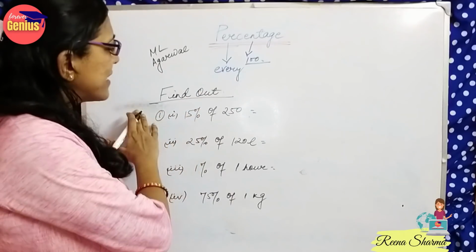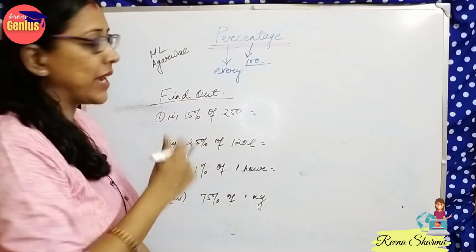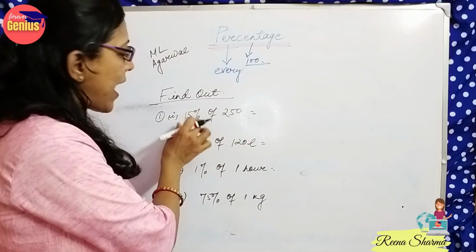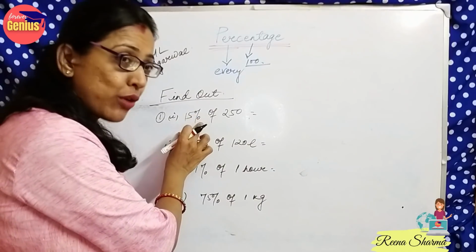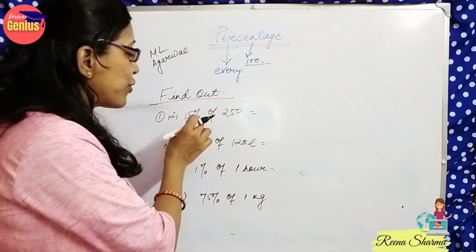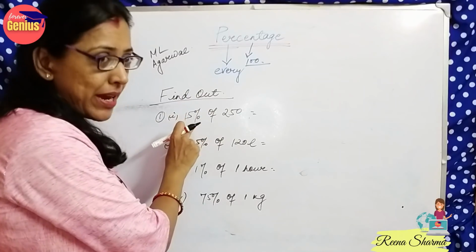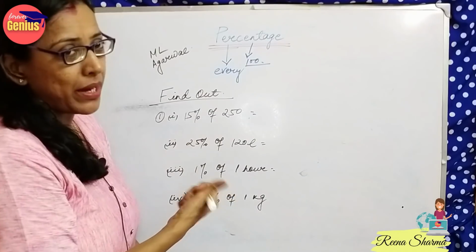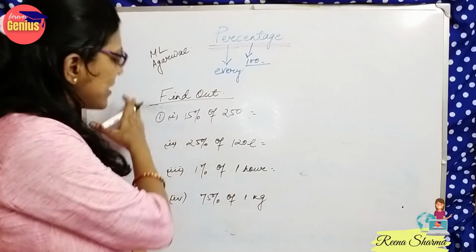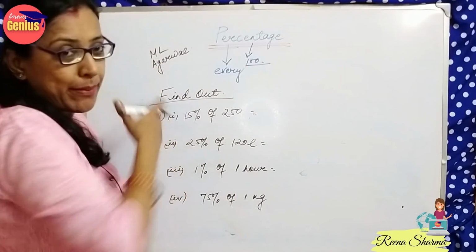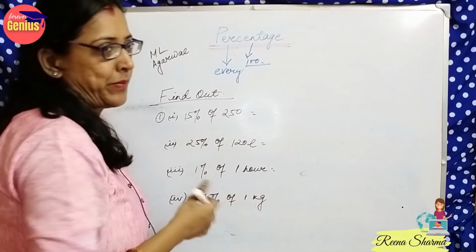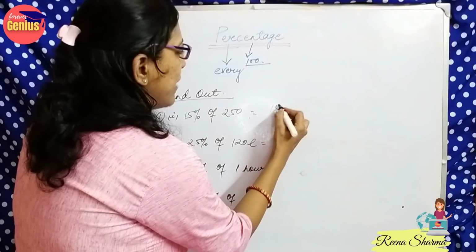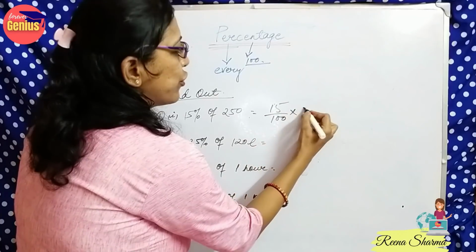So now let's try to find out the values. If a number is given and a percentage is given to you, how do we find out? So simply we have to divide it by 100. We'll convert it into a fraction and multiply with the number. We can find out the values. So these are the questions we are taking from M.L. Agarwal class 7 book. So 15 by 100 into 250.